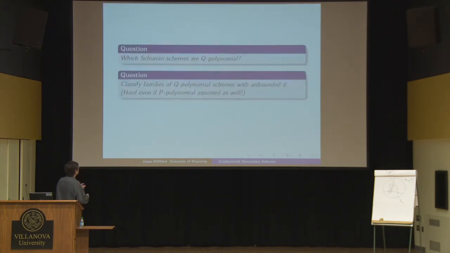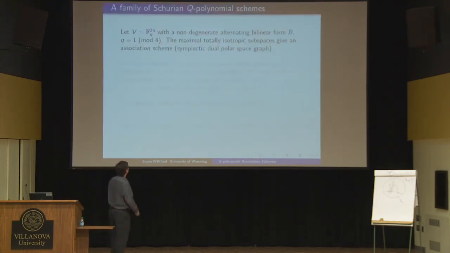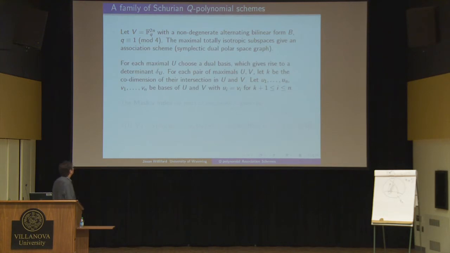That's both Schurian and Q-polynomial. So here's the basic gist. It's a double cover of the symplectic dual polar space graph. You take the symplectic dual polar space graph, and there's an operation, this is one way to look at it, known as the Maslov index. Fix some determinants on these spaces.